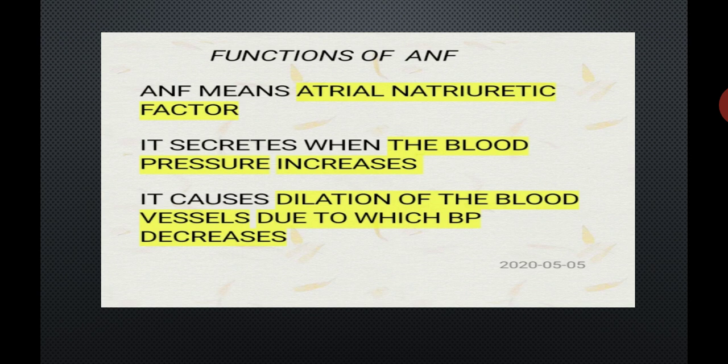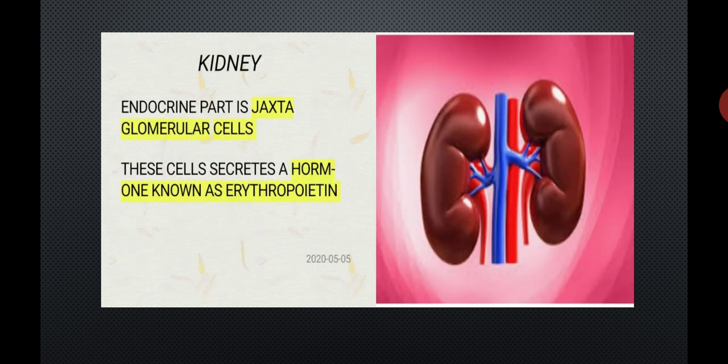So we start now with the fourth diffuse endocrine gland, that is the kidney. The endocrine part of the kidney is called the juxtaglomerular cells. So the juxtaglomerular cells are endocrine in function in the kidney. In the kidney, which part acts as endocrine? The answer is that the endocrine part of the kidney is the juxtaglomerular cell.